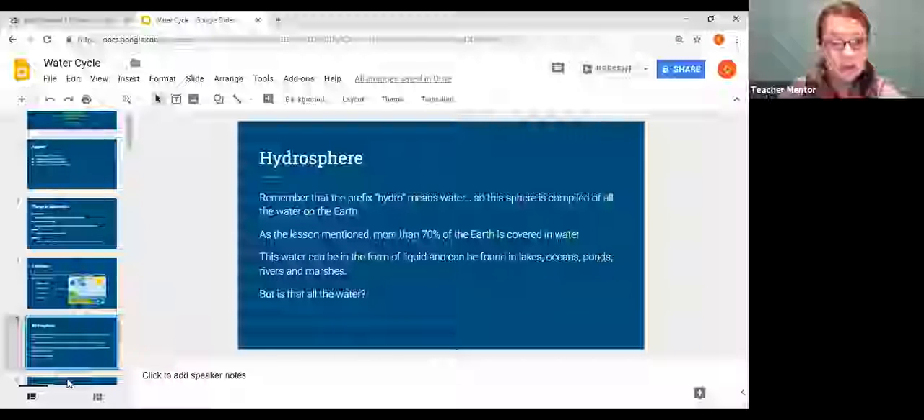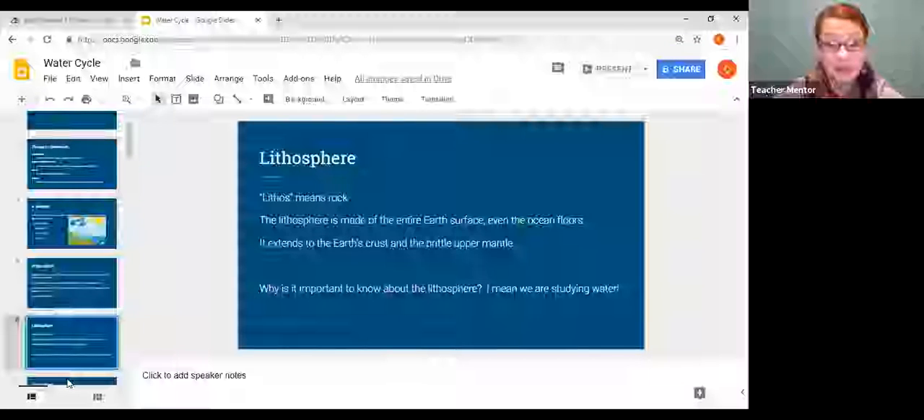Okay, so another sphere in the Earth, we have the lithosphere, and lithos means rock. So this is the rock or the ground sphere. So the lithosphere is made of the entire Earth's surface, and that includes the ocean floors. It extends to the Earth's crust and includes the brittle upper mantle.